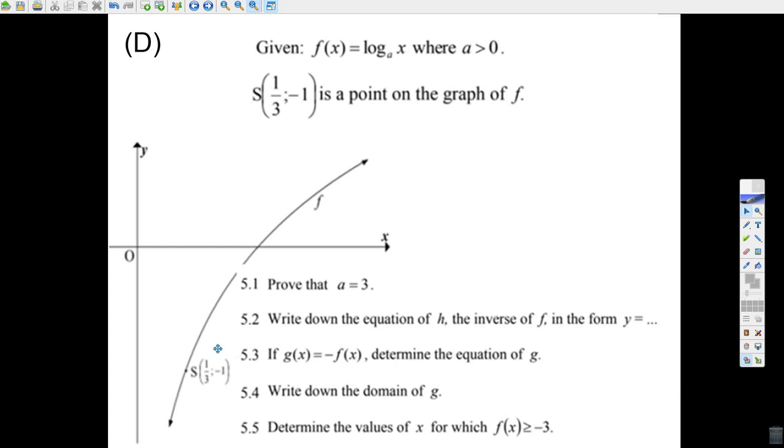I'm going to do it now. Okay, so here we go. This is question D we're doing of inverse functions, the last question we're going to do.